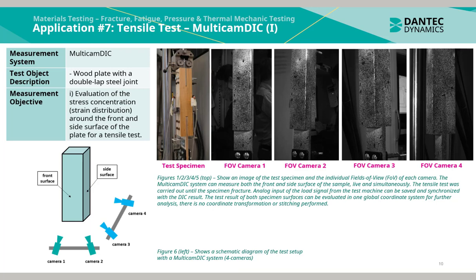Figures 1 to 5 show an image of the test specimen and the individual fields of view of each camera. The MulticamDIC system can measure both the front and side surface of the sample live and simultaneously. The tensile test was carried out until the specimen fractured. Analog input of the load signal from the test machine can be saved and synchronized with the DIC result. The test result of both specimen surfaces can be evaluated in one global coordinate system for further analysis. There is no coordinate transformation or stitching performed.